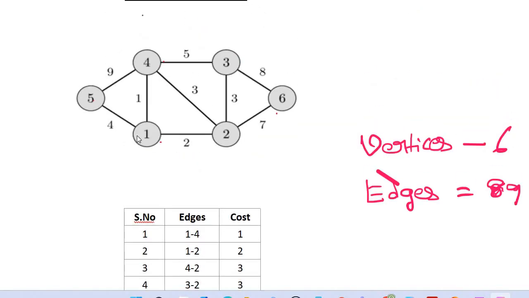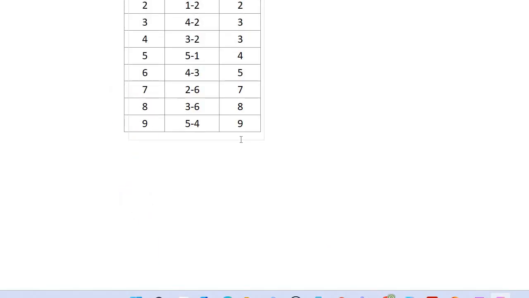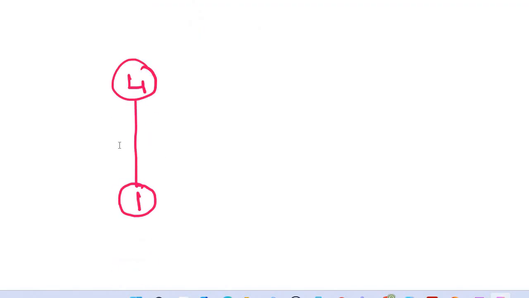So where is the edge? 1 to 4. So I am drawing 1 and here vertex 4. Now connect these two vertices with an edge. What is the cost associated with it? It is 1. So I am writing 1.